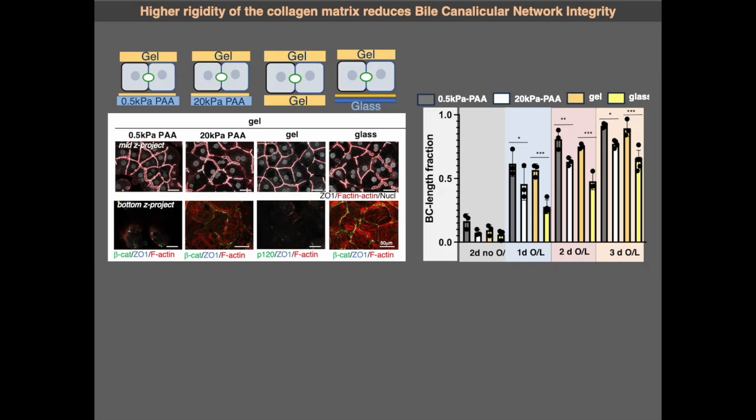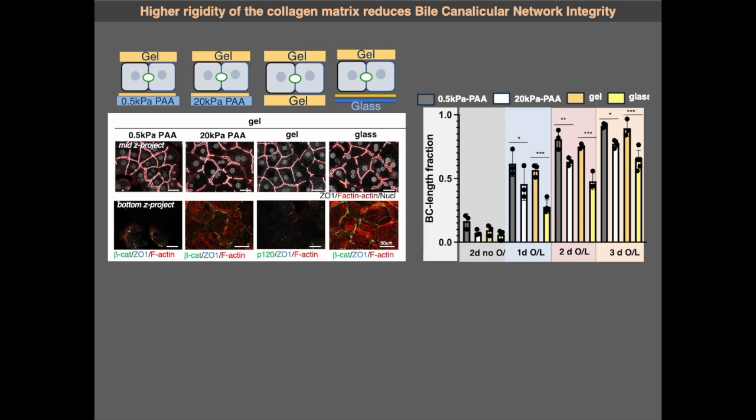We varied the rigidity of the plating matrix by comparing cultures on collagen gel with those on collagen-coated glass or on collagen-functionalized polyacrylamide gels with rigidities of 0.5 or 20 kilopascal. The substrates of higher rigidity, glass or 20 kilopascal hydrogel, featured stress fibers, as well as a less continuous bile canaliculi network than those apparent in the cultures on softer matrix.